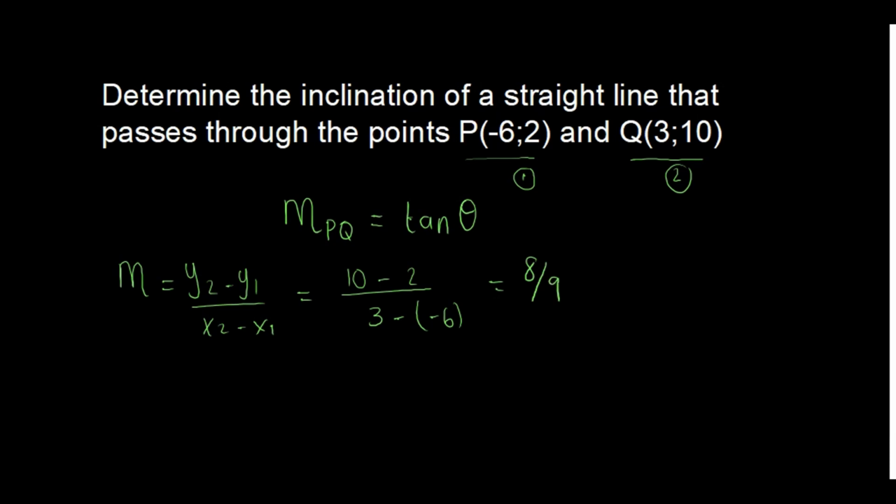Therefore, we know that the gradient of line PQ is equal to tan of theta. Then you simply substitute that 8 over 9, which is equal to tan of theta. Then you press your shift button and tan, put in the 8 over 9, and you get that the inclination is equal to 41.63 degrees.